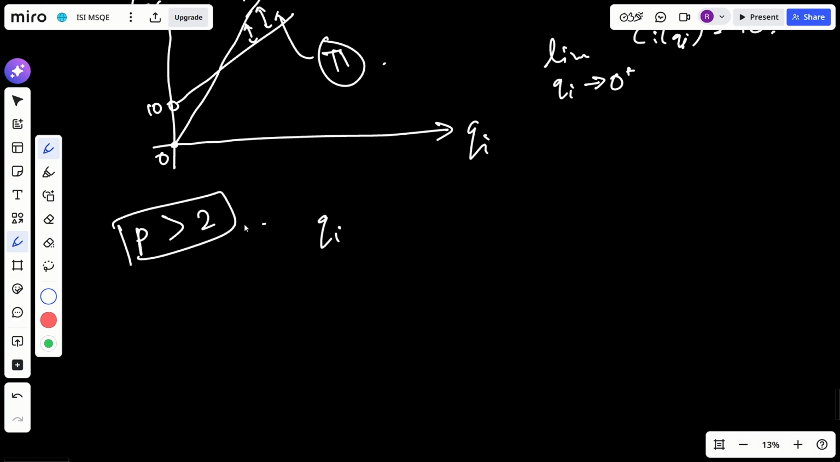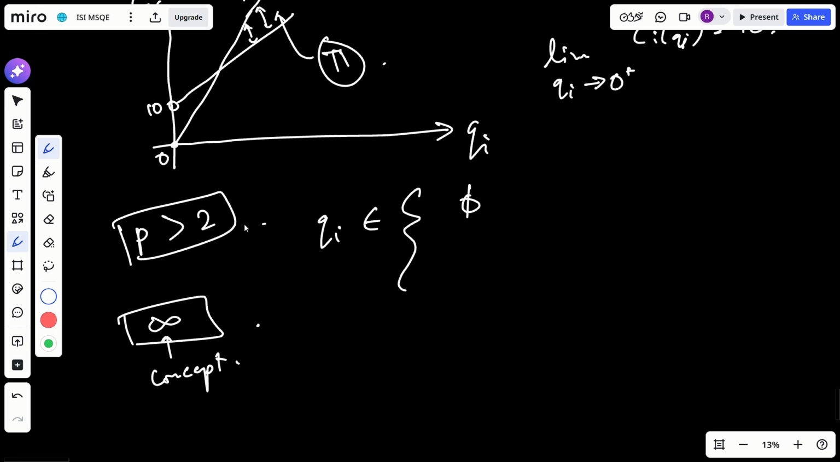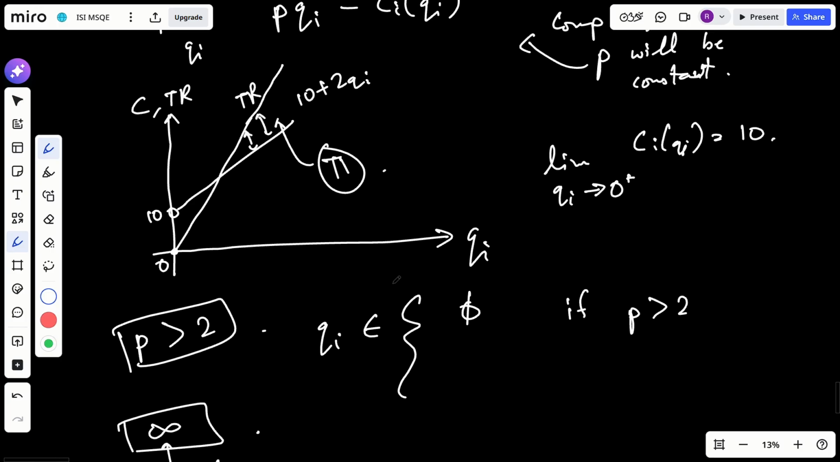So in this case, QI will be phi, the empty set. Why phi and not infinity? Because infinity is just a concept. It is not an exact number or even a range. So QI belongs to phi. There is no set of solutions when P is greater than 2, because the firms are going to increase their quantity forever. So if P is greater than 2, there is no set of solutions for QI.